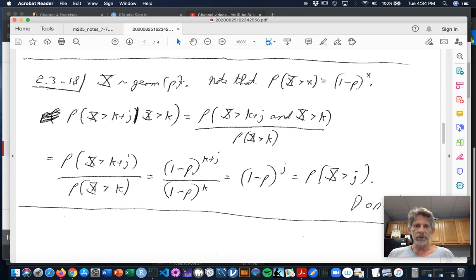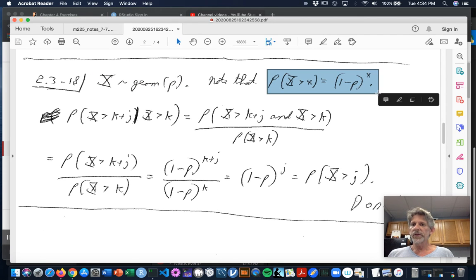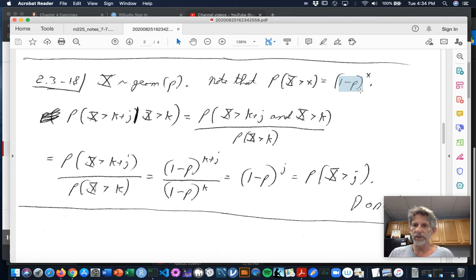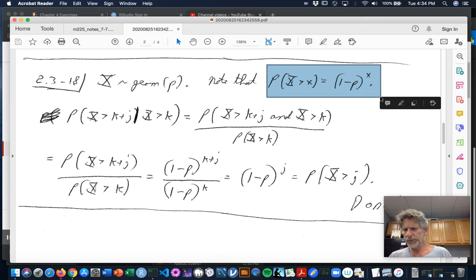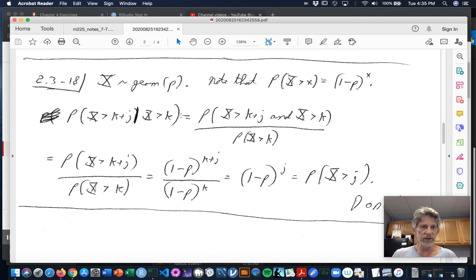Before we get started on solving this problem, notice the important, interesting, useful fact about geometric random variables. The chance that a geometric is bigger than some number little x is the chance that your first x trials are all failures. So the chance you have to wait more than x trials for a success is the chance that the first x trials are all failures. So that's a 1 minus p chance of failure raised to the x power. Super useful little fact about geometrics. Why is it so useful? Well, we'll see one reason here.